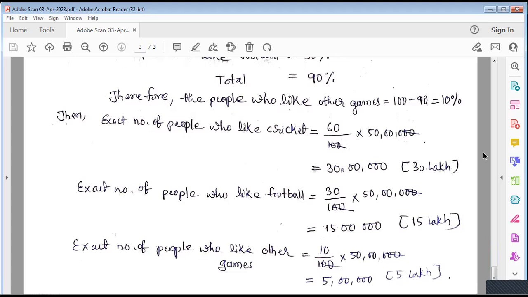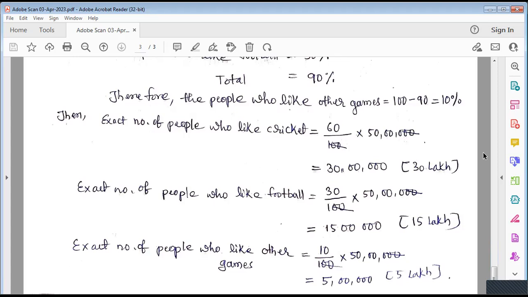And 15 lakh people like football, and 30 lakh people like cricket. So the problem is over. So in this way, we have solved exercise 8.1 of the 8th standard.